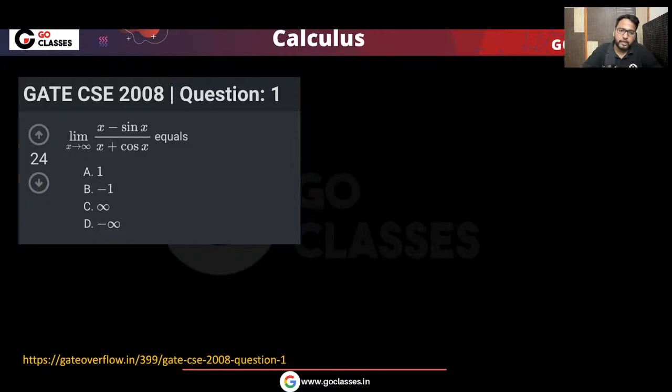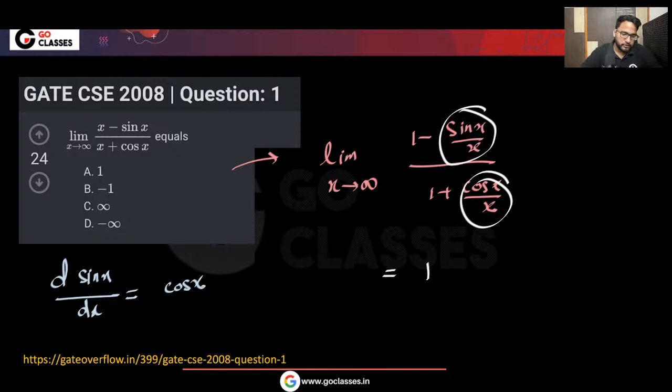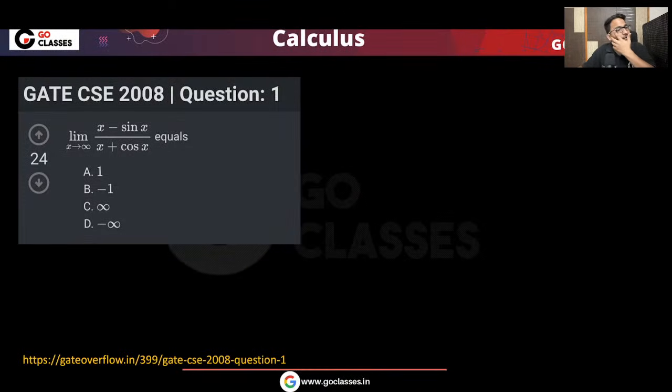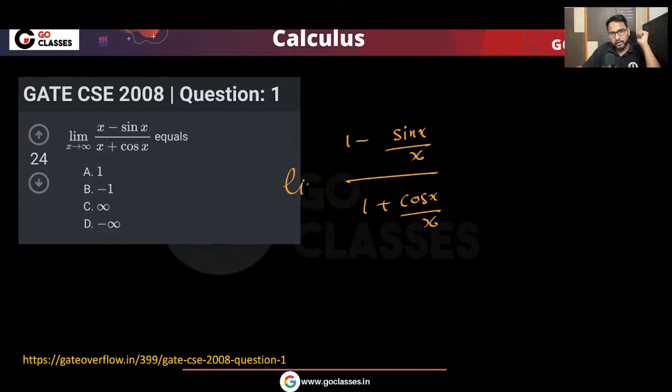Okay, so can I move to the... I mean, this is one way. So basically this is given to you. Now either you can apply the L'Hopital rule, or maybe I have taken the x common. So you can take the x common. This will be (1 minus sin x upon x) upon (1 plus cos x upon x), limit x tends to infinity.